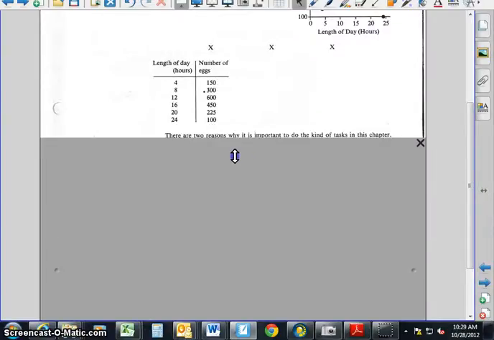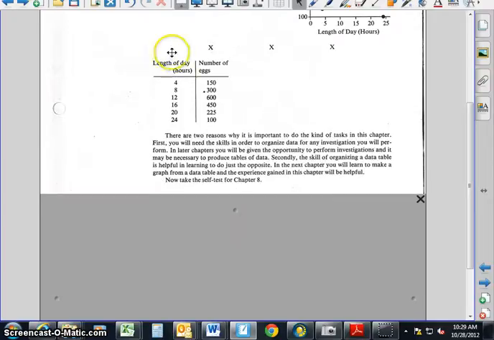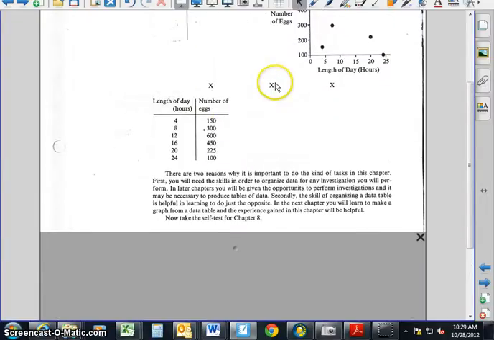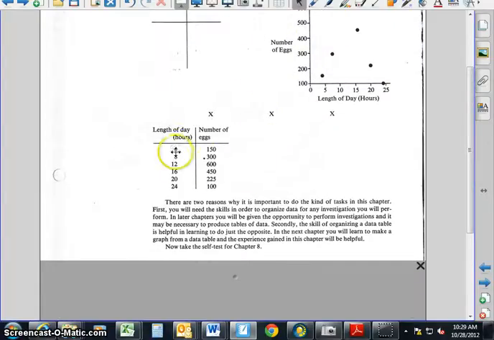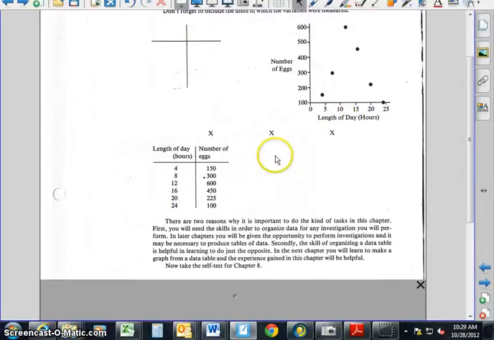All right, so let's take a look at it. First, you need to label the length of the hours as your x. That's your x-axis right there. Your y, your dependent variable, is number of eggs. Then your points should go 4 and 150. Remember, plus or minus 2. 8, 300, 12, 600, 16, 450, 22, 25, and finally 24 hours and 100 eggs.